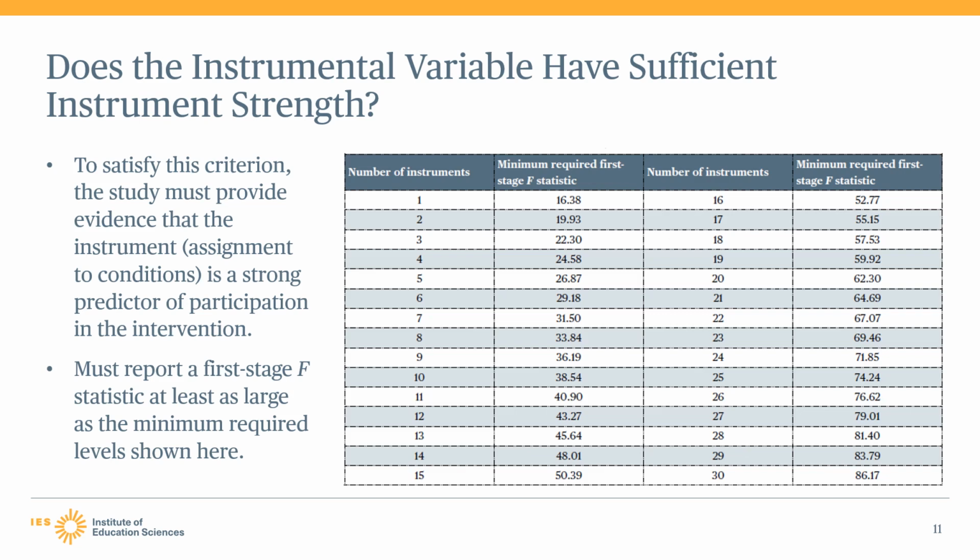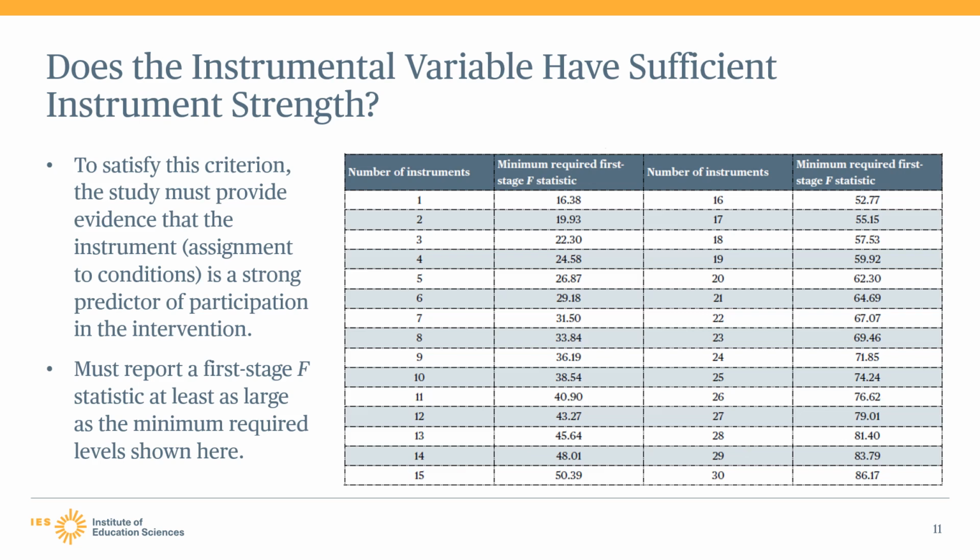The WWC is concerned about weak instruments because weak instruments do not effectively predict the corresponding endogenous independent variable. That is, a weak instrument means that random assignment to the intervention would not predict participation in the intervention, meaning noncompliance is common. And if noncompliance is common, then estimates of the CACE will be biased and inefficient. In order to satisfy the WWC's requirement of sufficient instrument strength, researchers must provide evidence of the instrument strength. Researchers will report on the strength of the instrument by reporting a first-stage F statistic, the F statistic for the joint significance of the instrument or instruments in the first-stage equation.